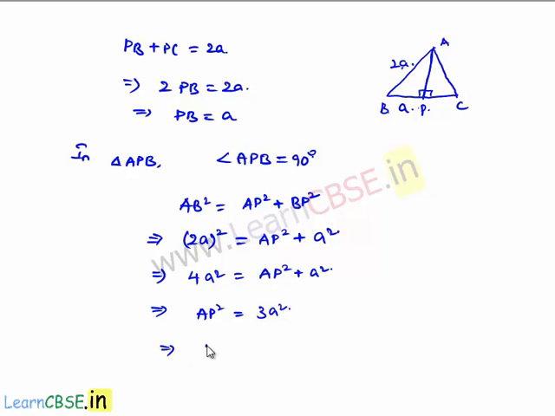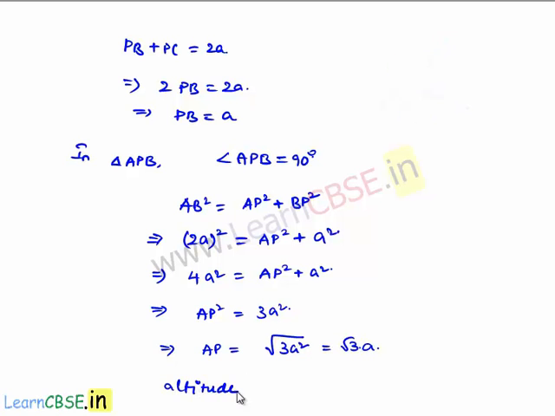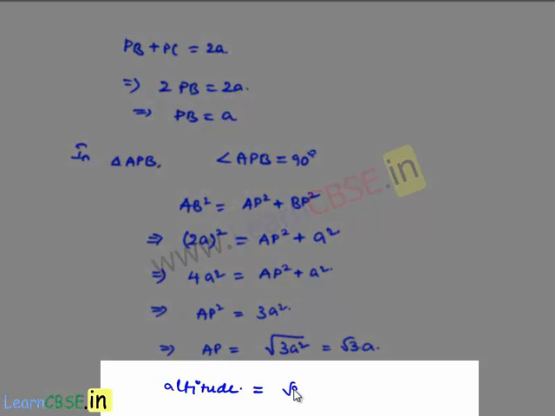That implies AP is equal to under root of 3A square, that is equal to root 3 times A. So the altitude is equal to root 3 by 2 times 2A, which is nothing but root 3 by 2 times the side.